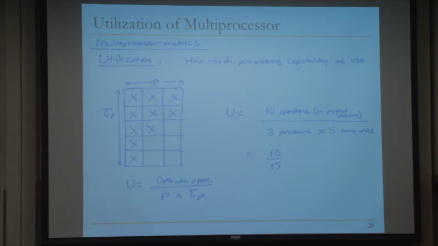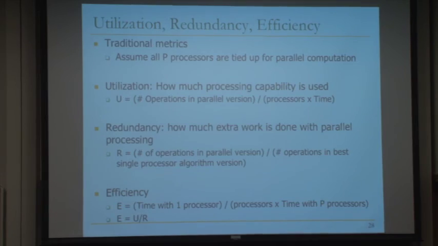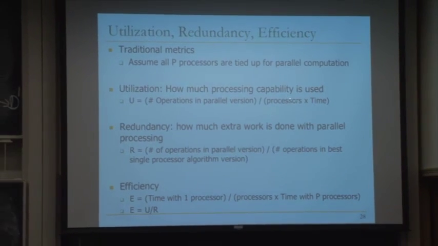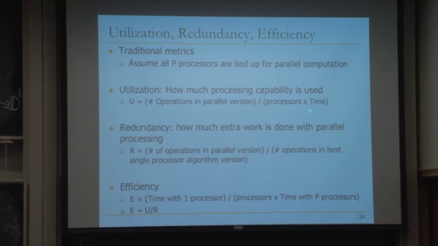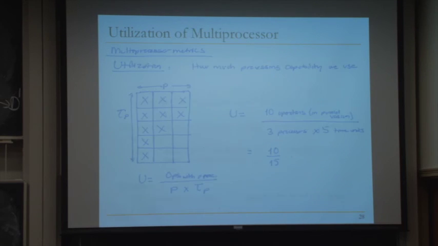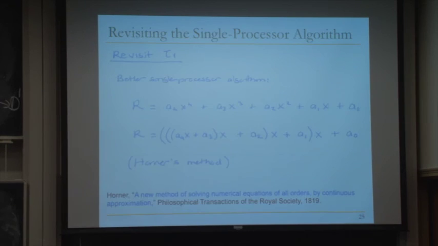Actually, let's go to this. In this particular example, you tie up some number of processors for some number of time steps, and the question is what fraction of those time steps are actually busy? You're doing an operation on those time steps. So if you look at the previous example, let me go back to it quickly.